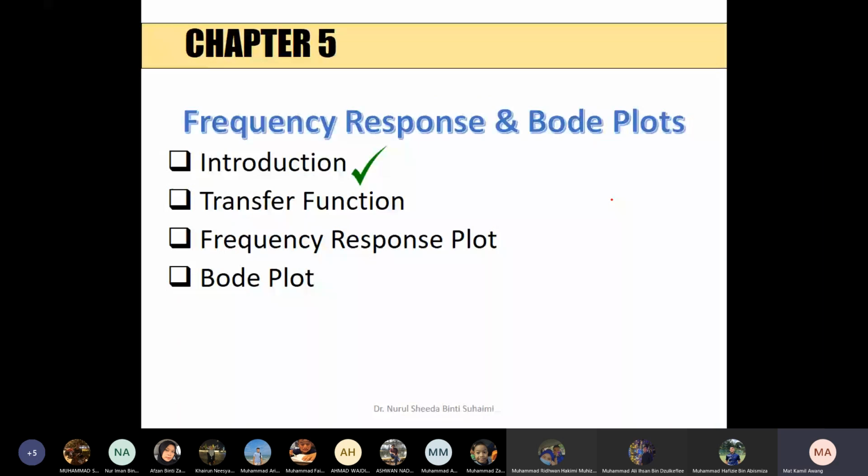So any question on the introduction? What is frequency response and what is Bode plot. Very simple.